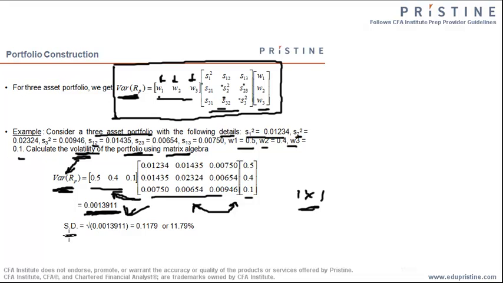We can obtain the standard deviation or the risk associated with the portfolio by taking the square root of the variance. The positive value of that square root gives the standard deviation or the risk, and when we do that, we get 0.1179 as the value, which is basically 11.79%. So this is how matrices are made use of in the investment industry. There are several other applications of matrix concepts.